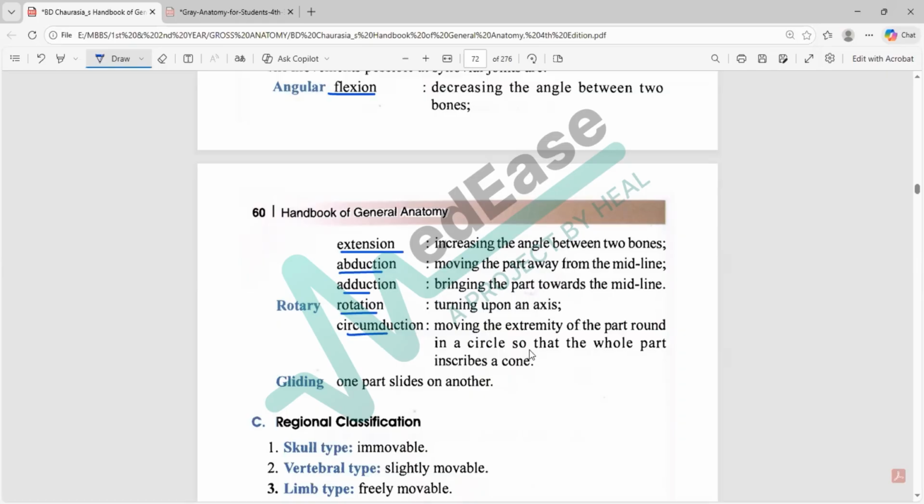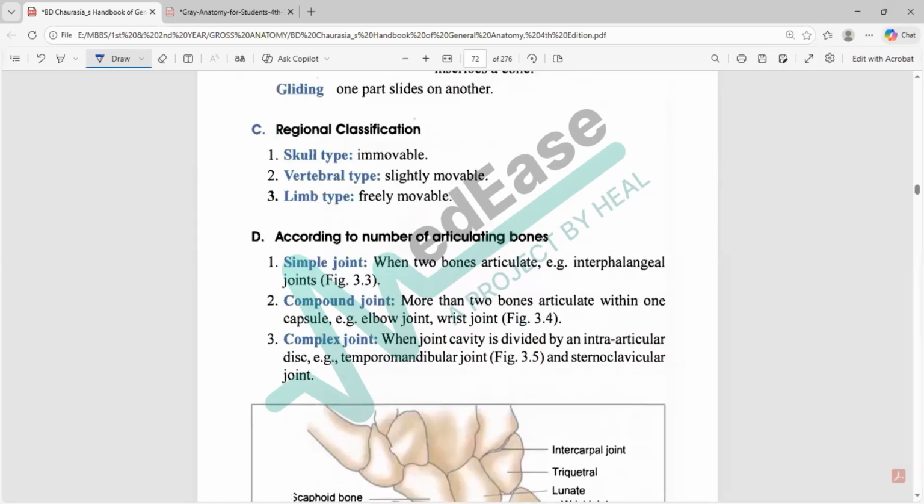Now, another type of classification of a joint is mainly on the basis of the location, which is the skull, which is immovable; vertebra, which is slightly movable; limb, which is freely or highly movable. Now, according to the number of bones, we can also divide the joints.